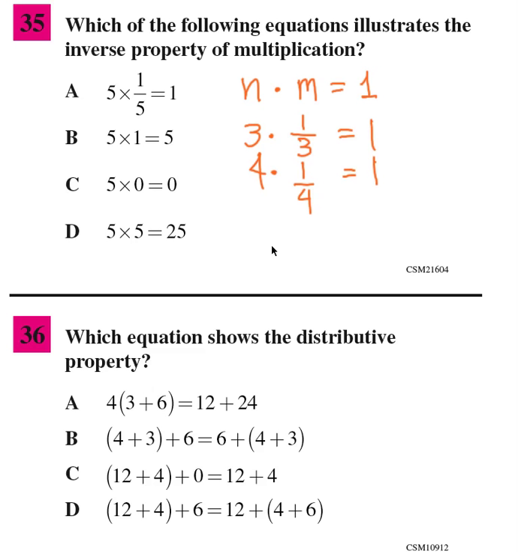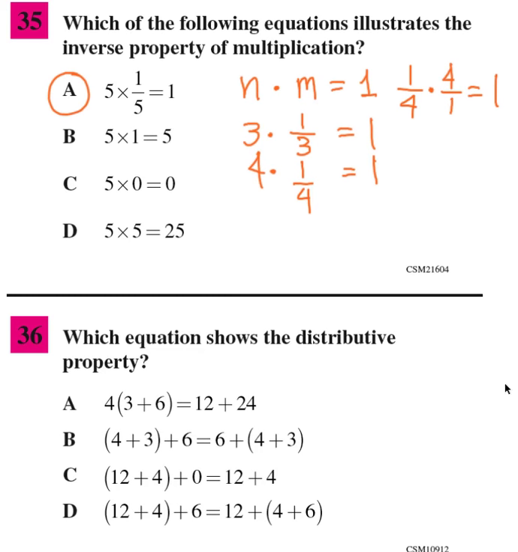So the inverse property of multiplication can also be said as a number times its reciprocal equals 1. A number times its reciprocal equals 1. Let's try a fraction. A number times its reciprocal equals 1. The answer is A.